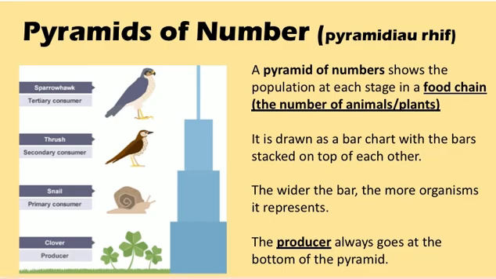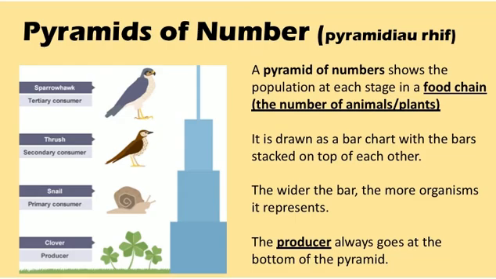The next part of the lesson, we're going to look at pyramids of number. So a pyramid of numbers shows the population at each stage in a food chain. So that would be the number of plants or animals. It is drawn as a bar chart with the bars stacked on top of each other like a pyramid. The wider the bar, the more organisms it represents. And we always put the producer at the bottom of the pyramid.